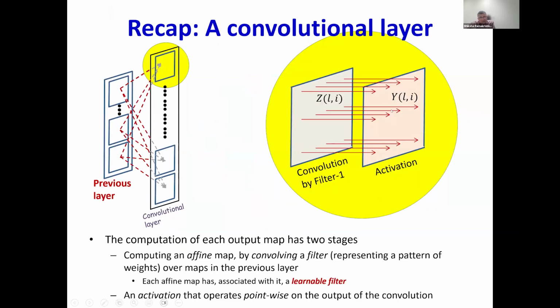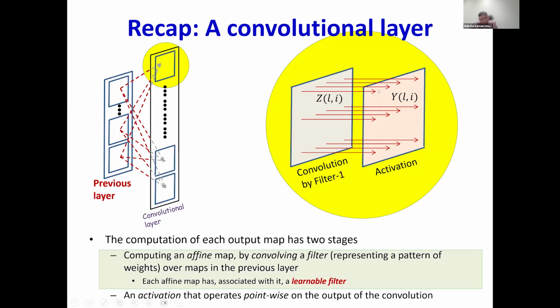And here's what the convolutional layer looked like. A convolutional layer had two stages. You worked on all of the maps output by the previous layer. And from those, you first computed an affine map by convolving a filter over all of the maps from the previous layer. So that gave you an affine map. Subsequently, an activation map was computed by applying an activation function pointwise on the affine map.